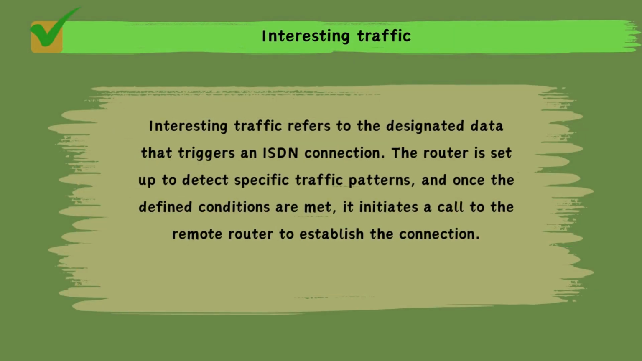Interesting traffic refers to the designated data that triggers an ISDN connection. The router is set up to detect specific traffic patterns, and once the defined conditions are met, it initiates a call to the remote router to establish the connection.